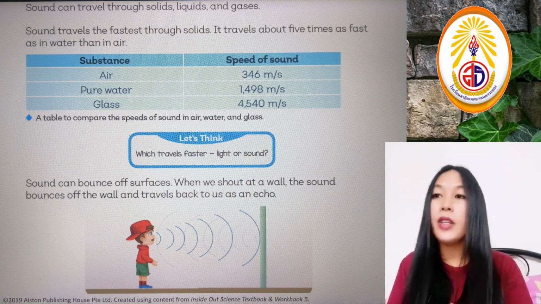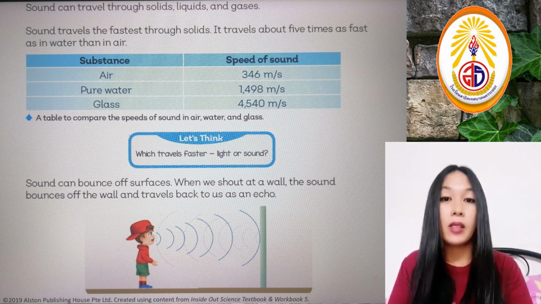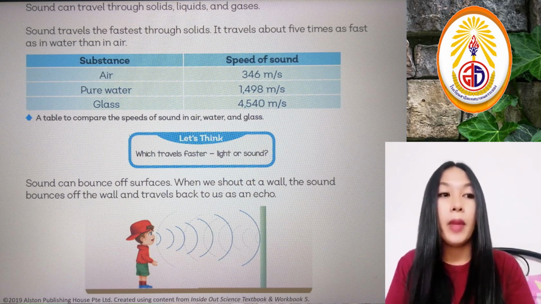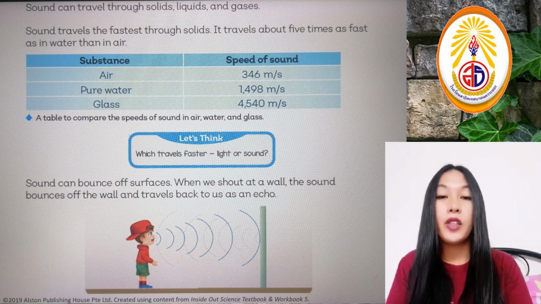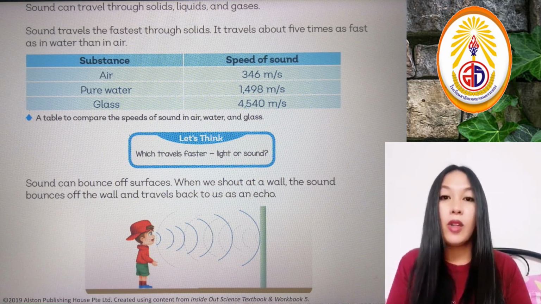Okay, so we have here something to think about. Which travels faster? Is it light or sound? Now I want you to look into that and maybe look into the information of which travels faster. Is it the speed of light or the speed of sound? Can sound travel faster than light?